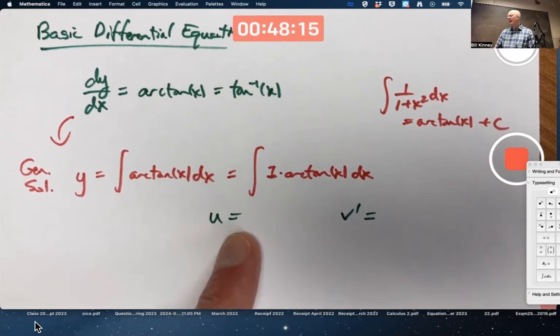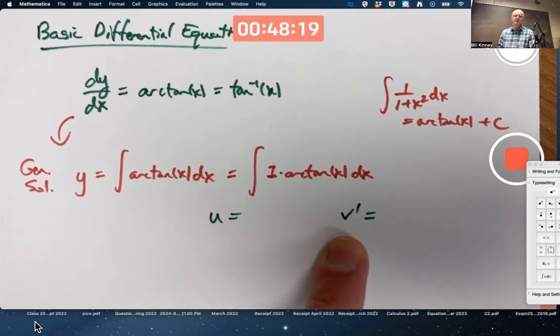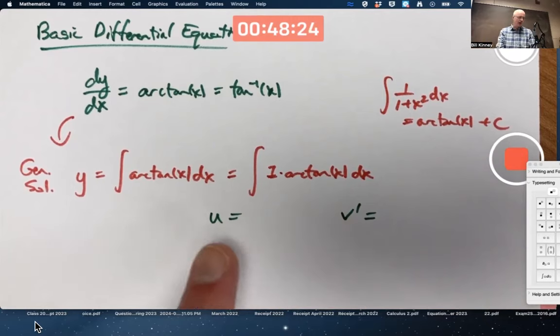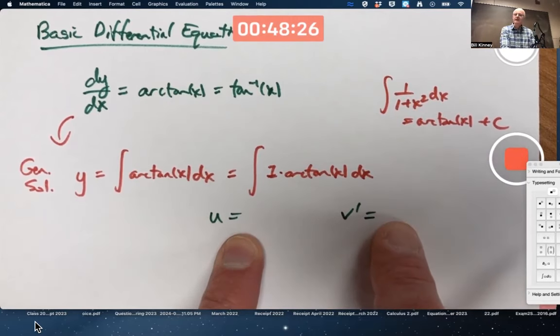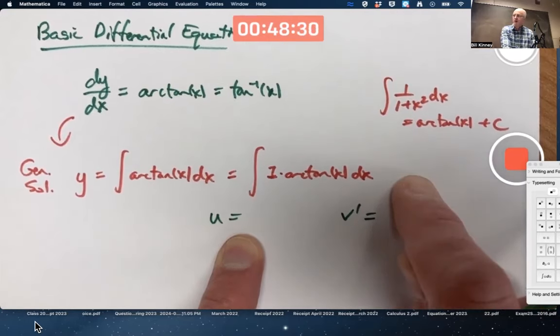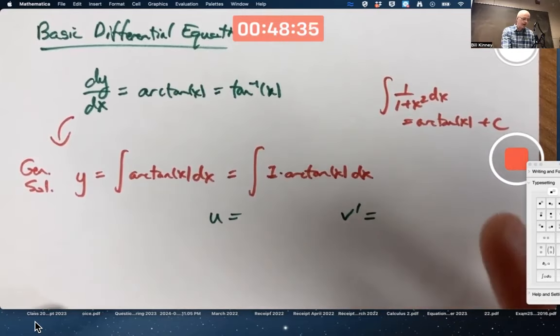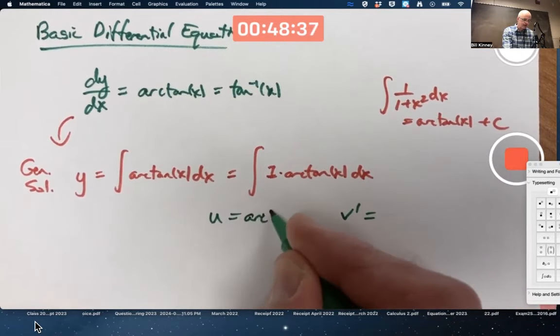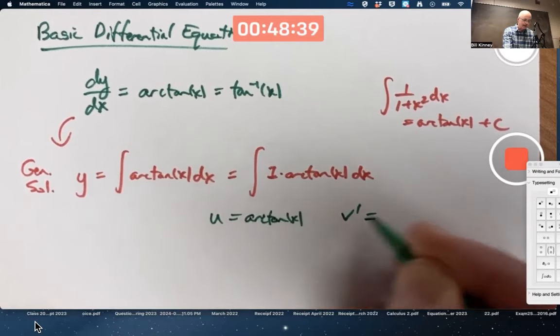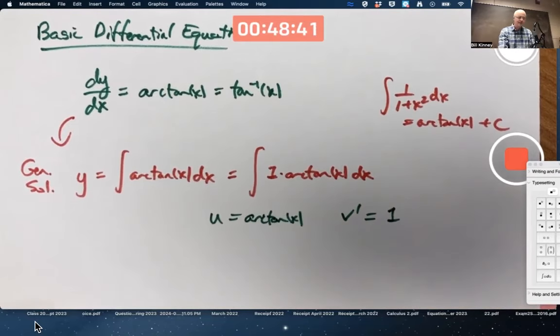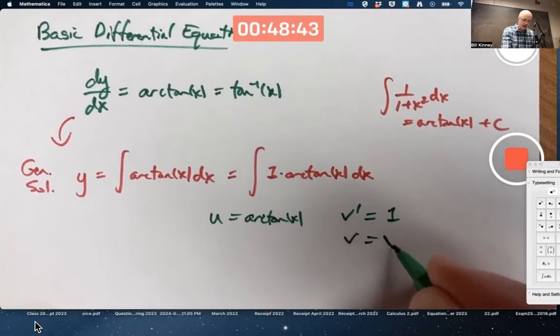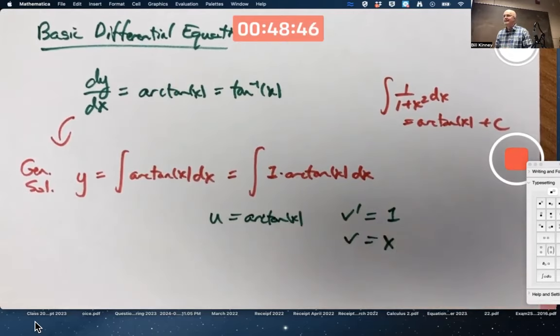You want u to be chosen so u prime is often simpler, but more importantly, v prime needs to be something easy to integrate. So I would not want this to be 1 and this to be arctangent, because then to find v, I'd be doing the exact same problem I'm trying to do in the first place. So try the other way around. Pick this to be the arctangent function and this to be 1. Then v is certainly easy to find. Just integrate 1 to get x. No plus c necessary.